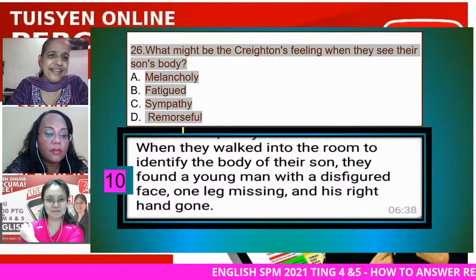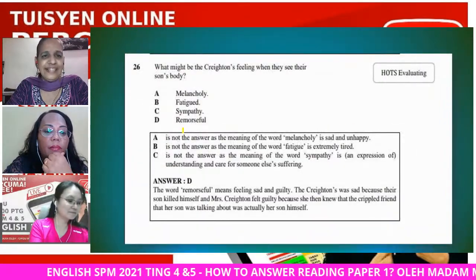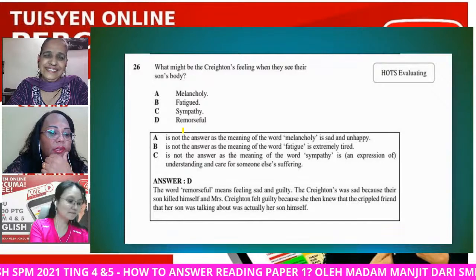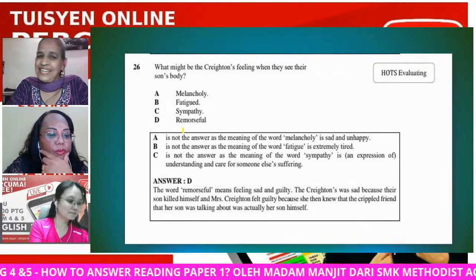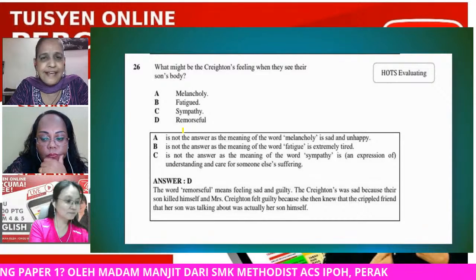Melancholy, fatigue, sympathy, remorseful. Okay, let's make it simple for them. Melancholy means what? Melancholy is, oh, you're showing the answer. Okay, never mind. Let them see what the answer is, because I think it's already 5 already. What's the time? 5 already, isn't it?